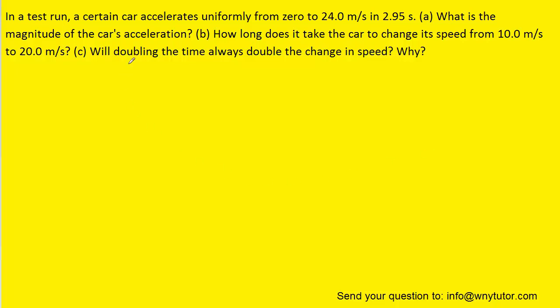In order to calculate the magnitude of the car's acceleration, we just have to consider the formula for acceleration. Now, acceleration is often written as the change in velocity divided by the change in time. We can replace the change in velocity with the final velocity minus the initial velocity. Now, the question mentions that the initial velocity is 0 and the final velocity is 24 meters per second. And then it also tells us that the change in time is 2.95 seconds. So we can plug all three values into this equation.